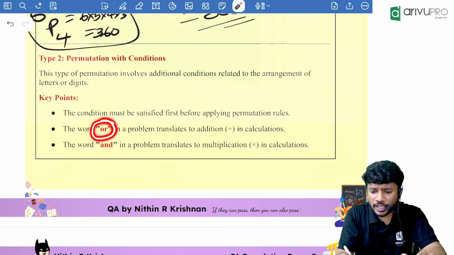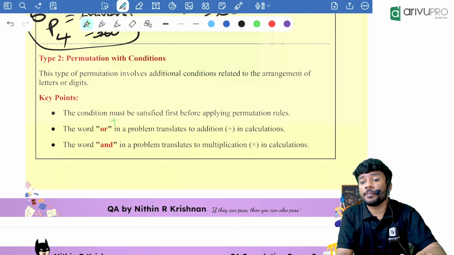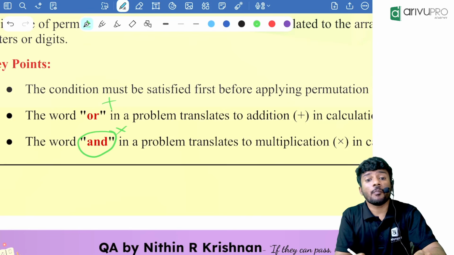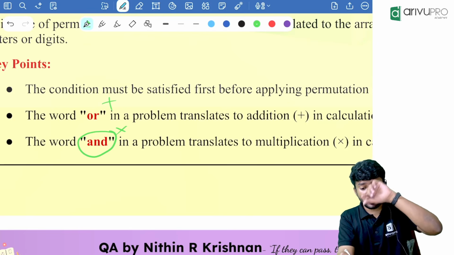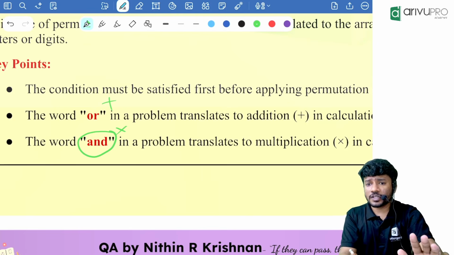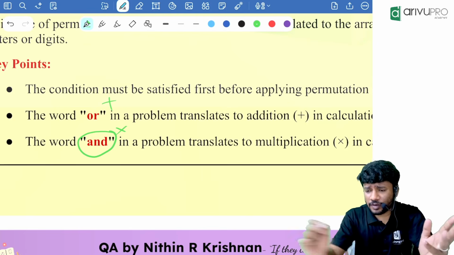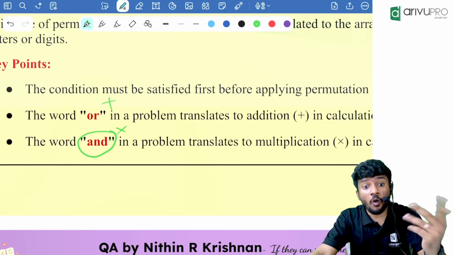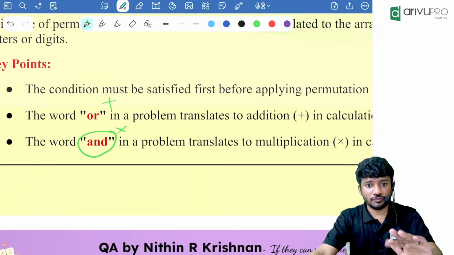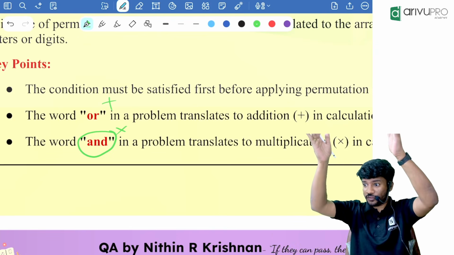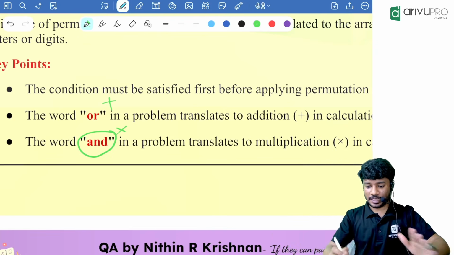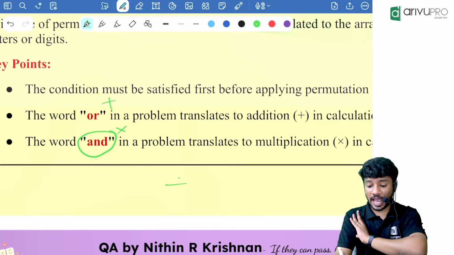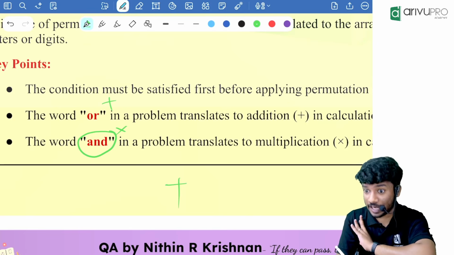Whenever you see "or" in a question, you will use which sign? The plus sign. Whenever you see "and" in a question, you will use which sign? The multiplication sign. When is it used? For example, they will say, form a new word from the letters of the word Pravalika. Either P should be starting the word or A should be starting the word. First you will find the number of ways with P starting the word. Then you will find the number of ways in which A is starting the word. Then you will add them, since "or" is coming, you will add the number of ways.